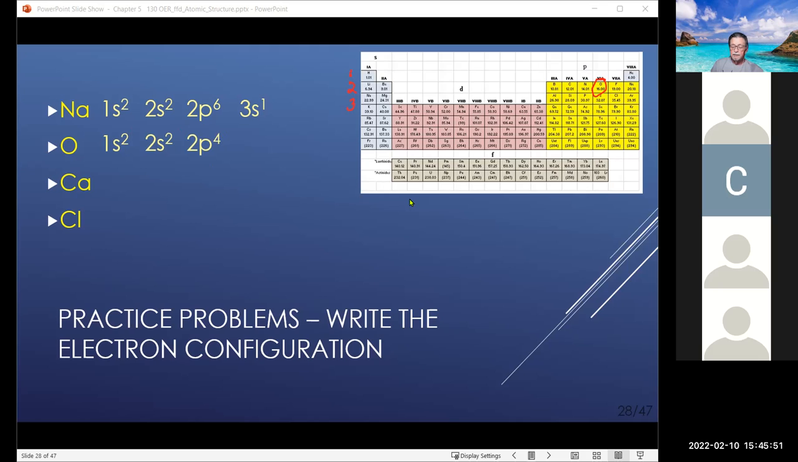Verify, I got 8 electrons, and there are 6 valence electrons. Oxygen's in group 6. I got 6 valence electrons. Of those 6 valence electrons, 2 of them are in the 2s orbital, and the other 4 are in the 2p orbital. Okay, let's do calcium.